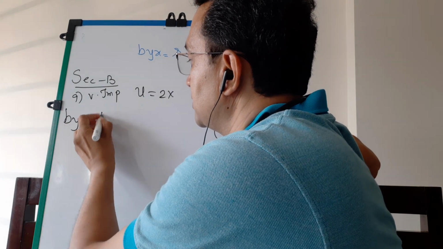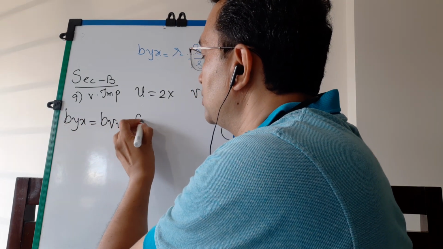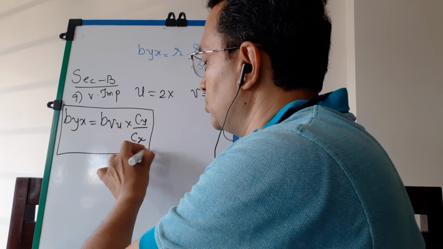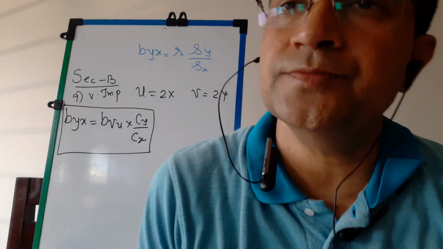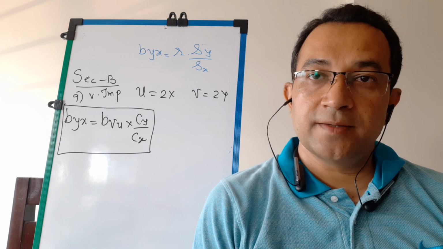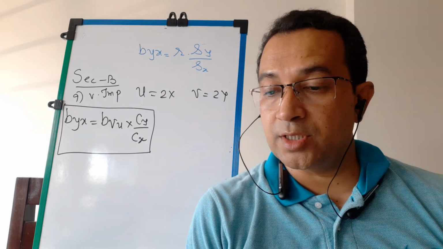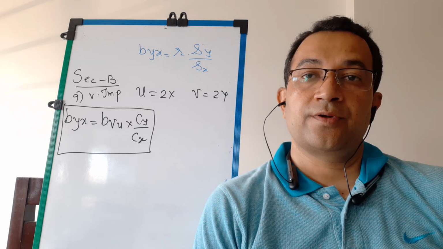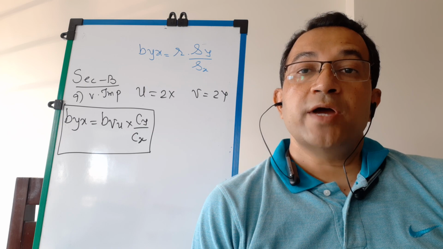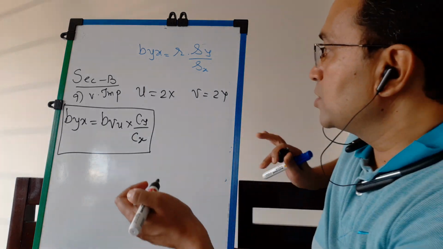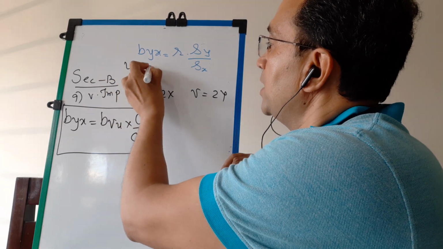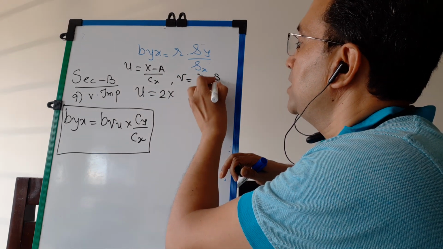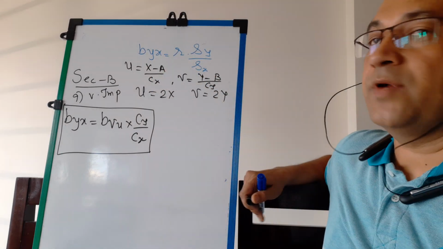byx is equal to bvu into cy upon cx. This is the most important formula of the chapter. Students, this is the most important formula of the entire chapter. Now u is written as twice x. If you remember, u was written in this form: u is equal to x minus a upon cx, and v was written as y minus b upon cy.